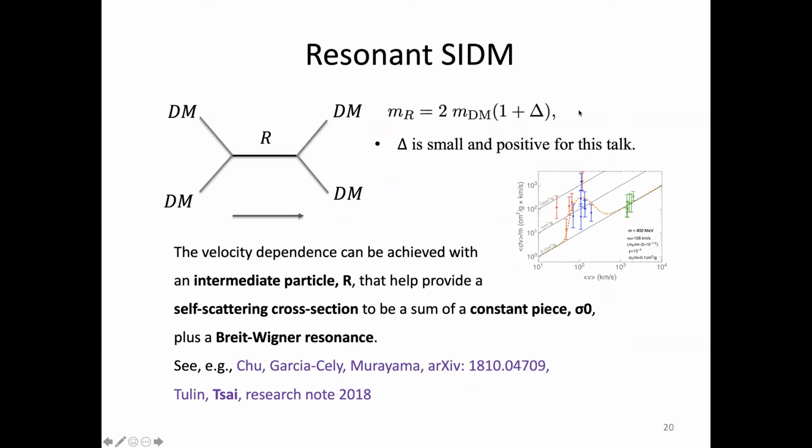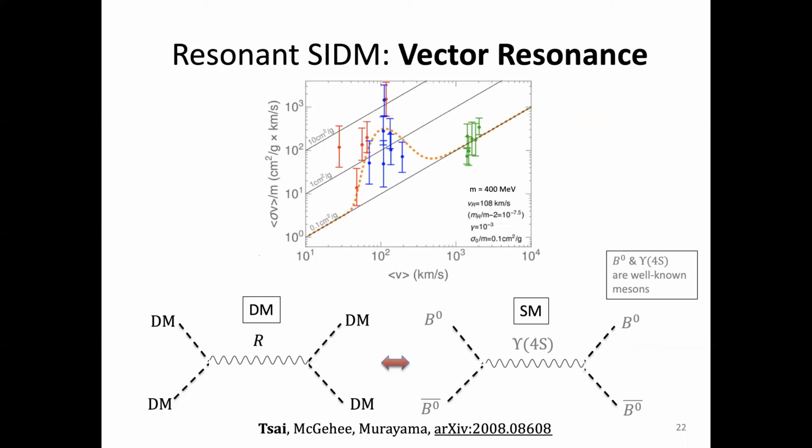And also the delta can also be negative, and the behavior will also be different. So there are various different models that you can consider. But we found out the vector resonance is the easiest to model based on the standard model, so I will go through this route. But the scalar resonance is also interesting, and we're starting to think about it in the standard model.